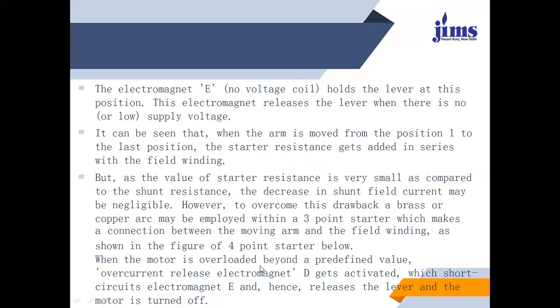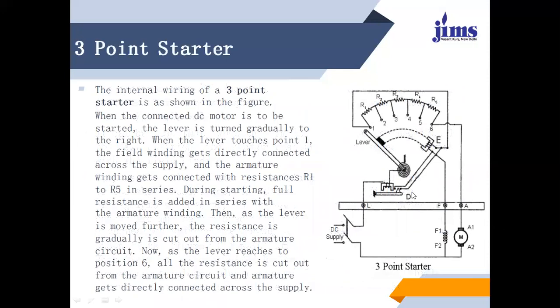When the motor is overloaded beyond a predefined value, the overcurrent release electromagnet D gets activated, which short circuits electromagnet E and hence releases the lever and the motor is turned off. As we know, D is a coil. Whenever excess current flows through the machine, this lever D will move upwards and make a short circuit between D and E. Whenever both of them are short circuited, the entire current flows through this path and the motor will stop.